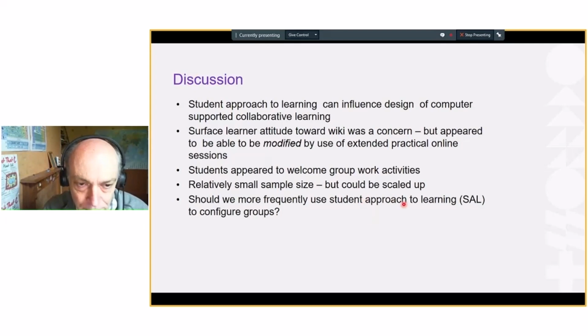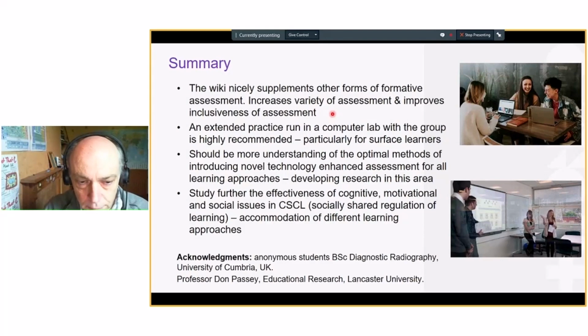Perhaps we should use student approach to learning when we're configuring groups. So send a questionnaire out asking how they approach learning, and use that in making up groups, rather than saying we should have a mix of different achieving students in the groups. Very quickly here, the Wiki definitely supplements other forms of formative assessment. It increases the variety of assessment, and quite a few students did say that they appreciated different forms of assessment, and that this added to their armory of experience.